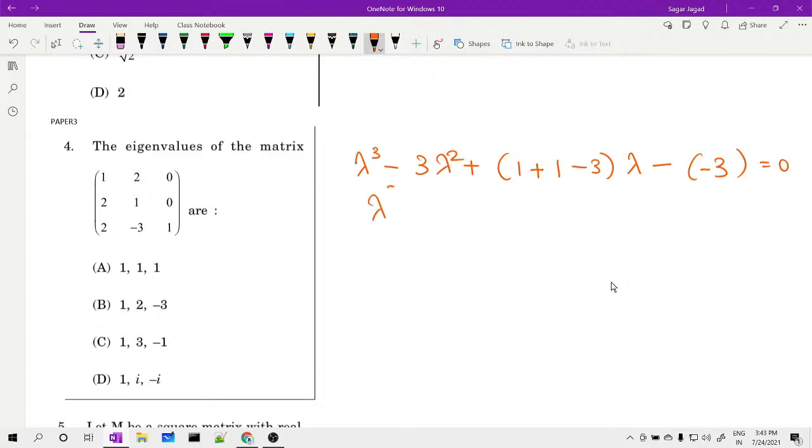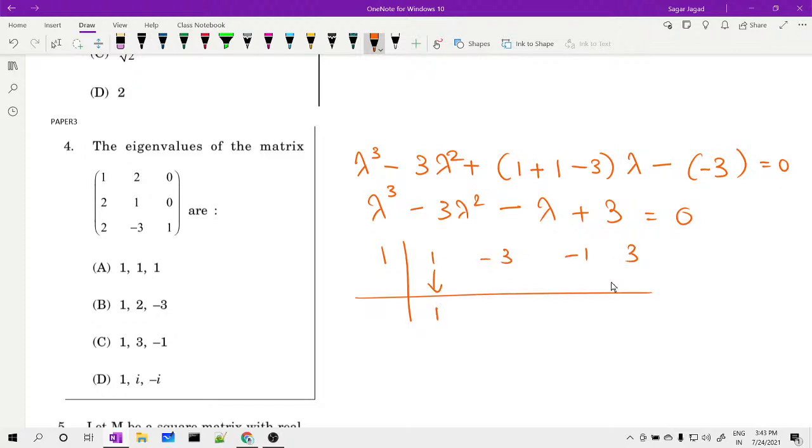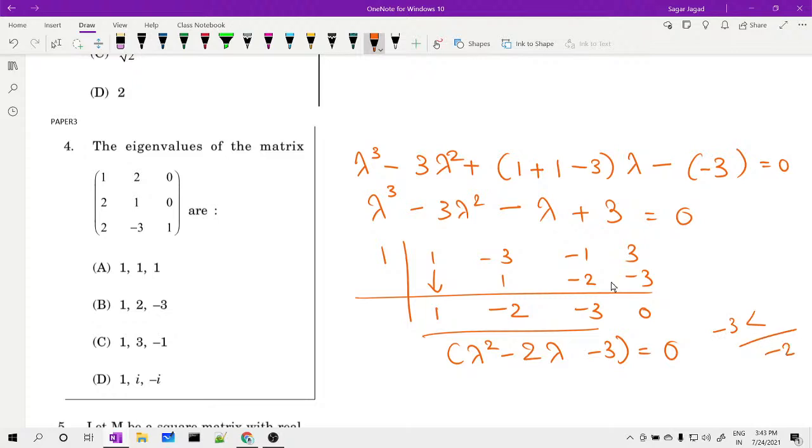So the characteristic equation will be lambda cubed minus 3 times lambda squared minus lambda plus 3 is equal to 0. I know one of the roots is 1, so dividing, it is 1, 1 minus 2 minus 3, and 3 0. So what is left is lambda squared minus 2 times lambda minus 3 is equal to 0. So minus 3 should be divided into two parts such that the sum is minus 2. So it could be minus 3 times plus 1. So the roots are 3 and 1 or minus 1. It is minus 1. So option C is correct.